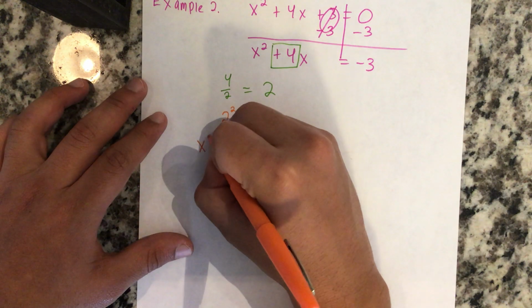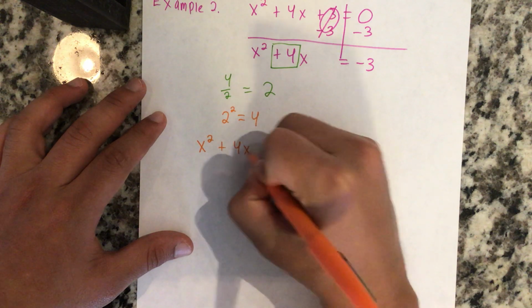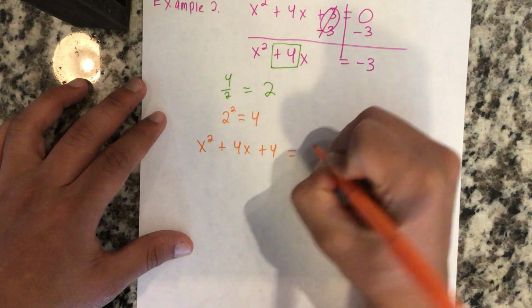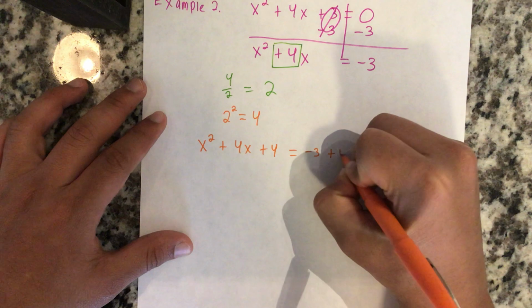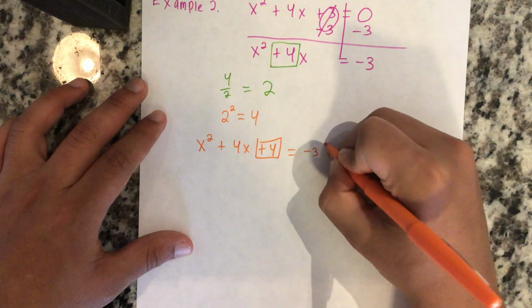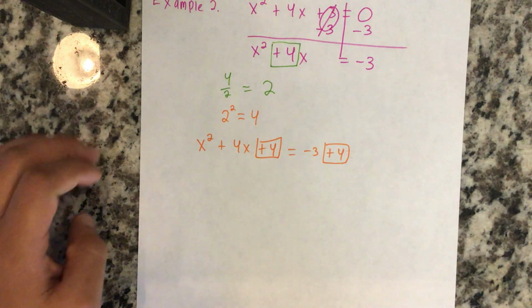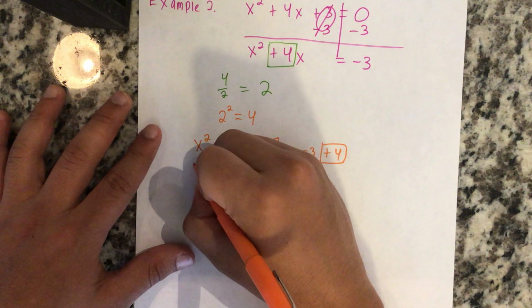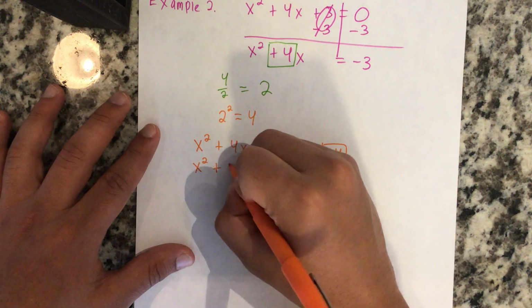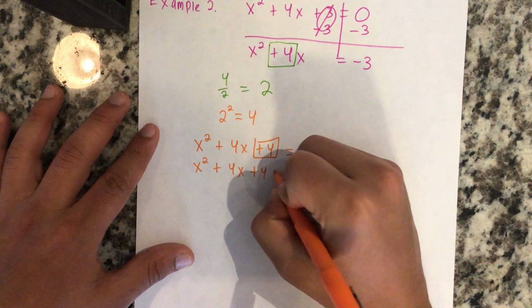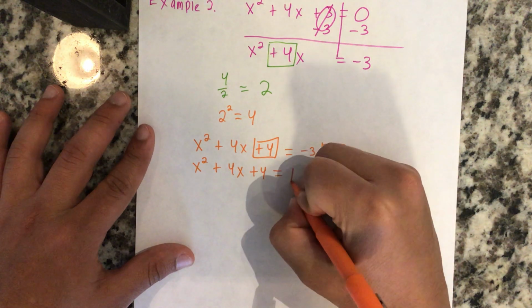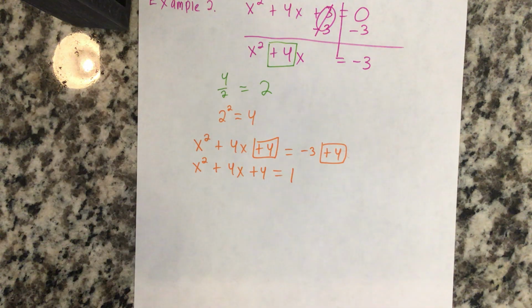So I have x squared plus 4x plus 4 equals negative 3 plus 4. See, that's where I put those plus 4s. And then we can combine the constants on this side. So we can rewrite it so it's simple. X squared plus 4x plus 4 equals negative 3 plus 4, which is 1. So that is step 3. We are done with that step.